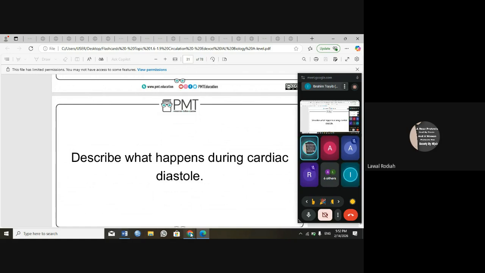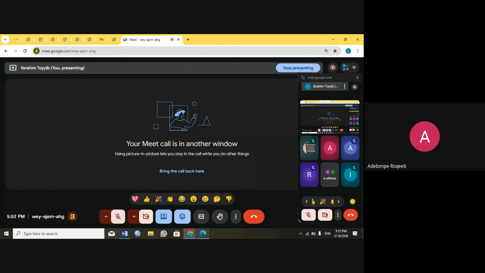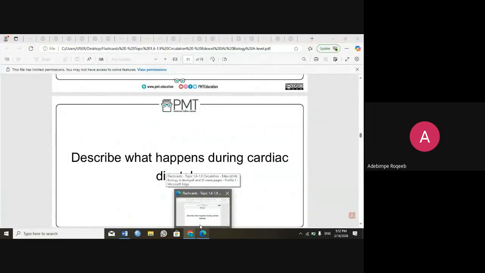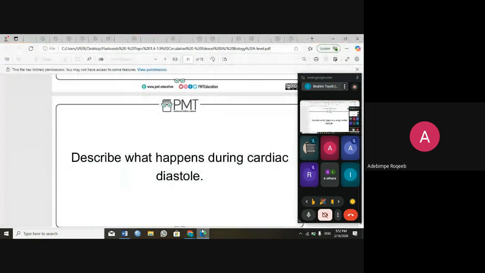Give me 1 minute, please. I'll come. Let me. Okay. So what happens during cardiac diastole? Relax. What relaxes? Will you just write it there, that it relaxes? The heart muscles, Abi.